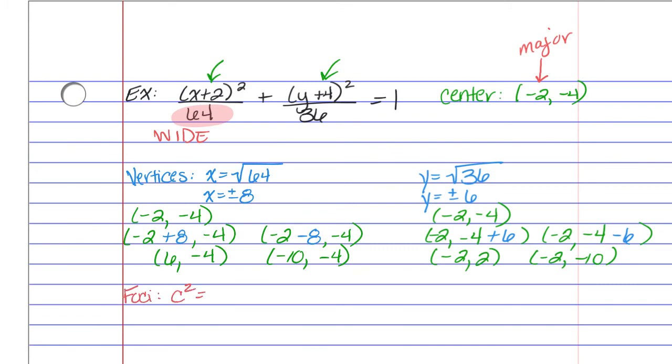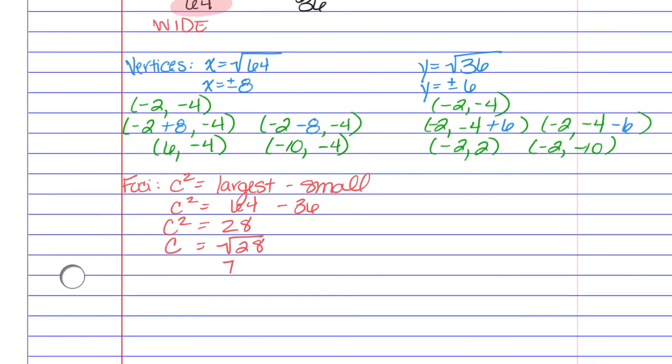The last thing I need to calculate is my foci. So c squared is equal to the largest denominator minus the smallest denominator. So my largest denominator is 64. My smallest denominator is 36. That gives me a value of 28. And if I take the square root of 28, 28 breaks down into 7 times 4. 4 breaks down into 2 times 2. So I have a foci or c value of plus or minus 2 square roots of 7.